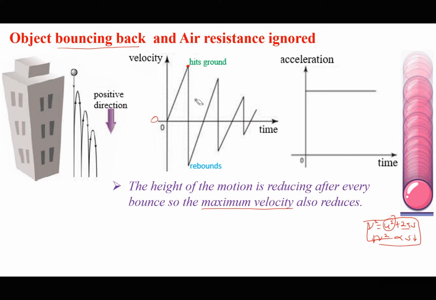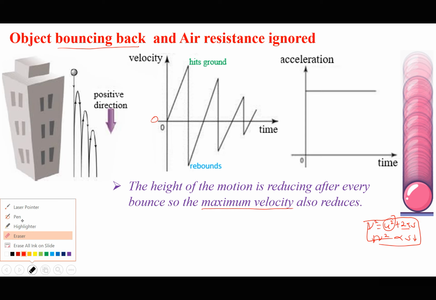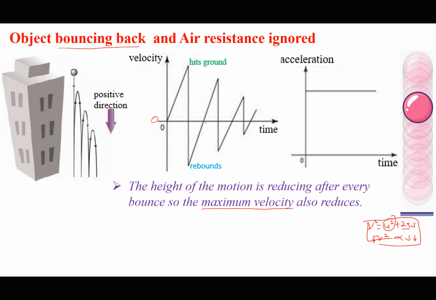When the line crosses the zero axis for a velocity time graph, velocity is 0, and velocity is 0 at maximum height. So here the body is at maximum height. We represent bounce with a vertical line.